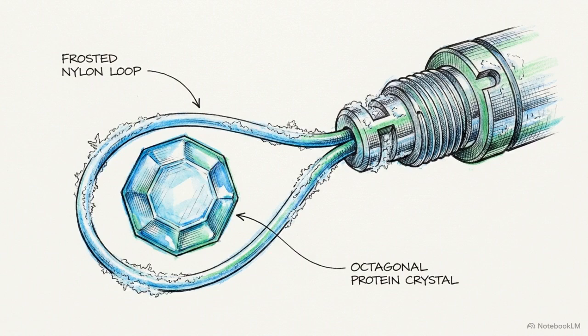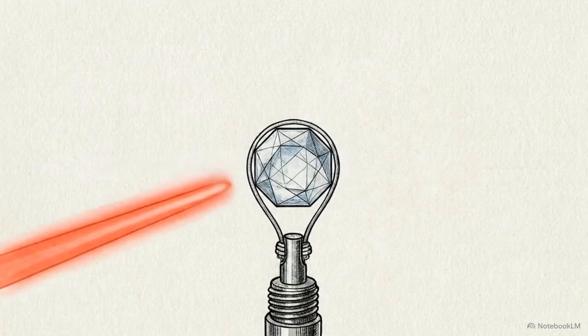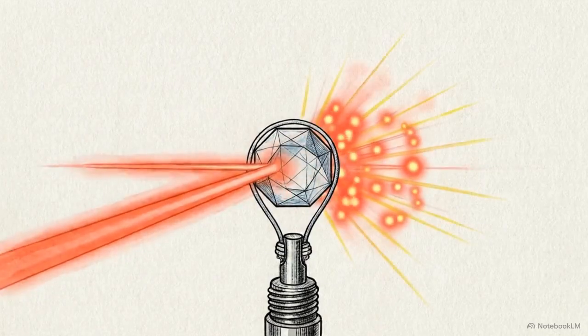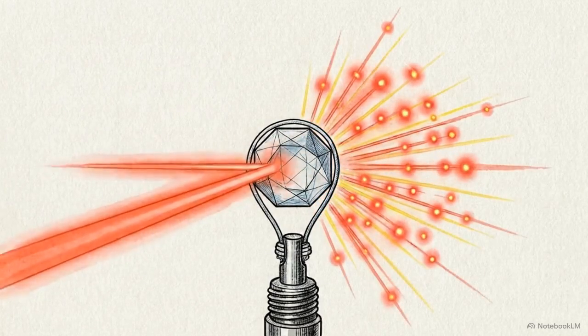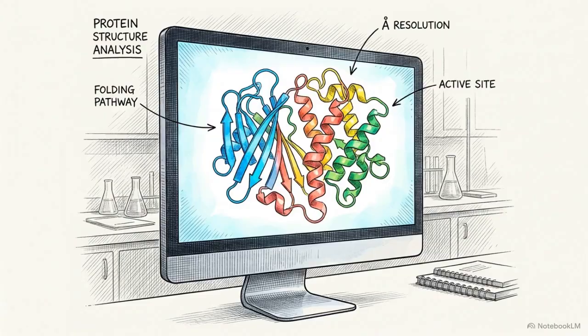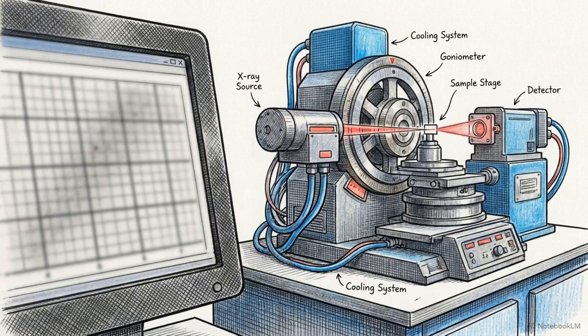Take a microscopic protein crystal suspended in a cryoloop. Bombard it with intense ionizing energy, and the atomic lattice will scatter that beam into a precise geometric array of spots. The computer-based in silico modeling of structure determination gets most of the attention in modern biology, but that entire digital process is strictly constrained by the physical reality of data collection.